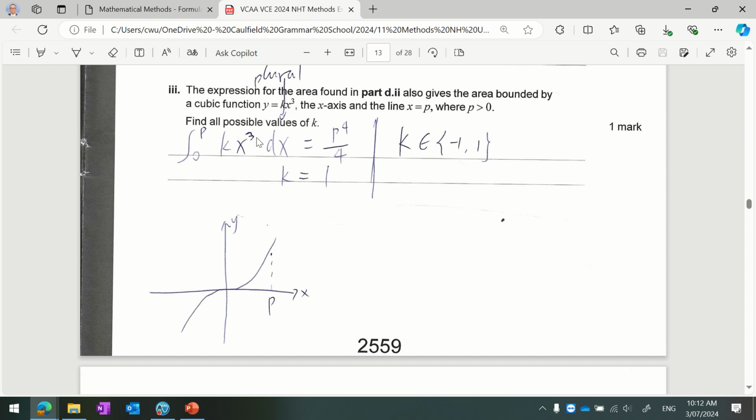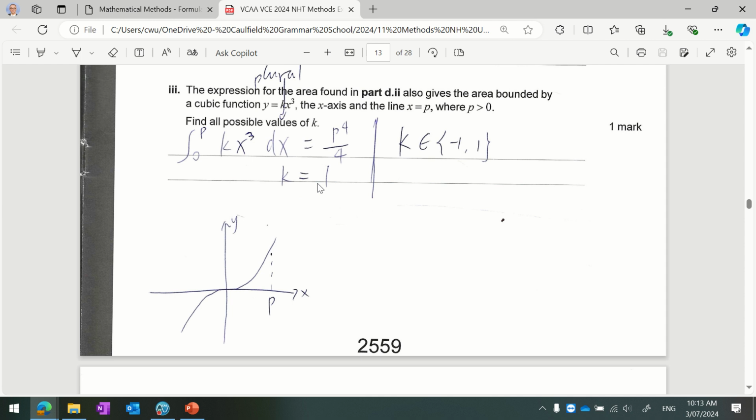Final possibility for k. So to find the area that the question is describing, the integral is from 0 to p, and then it is just kx cubed. And then it says the expression found in D2 is the area we're looking for. So it's p to the power 4 over 4. So based on that, k is equal to 1. But then, of course, I said in the beginning, I'm assuming that k is positive. It doesn't have to be, right?